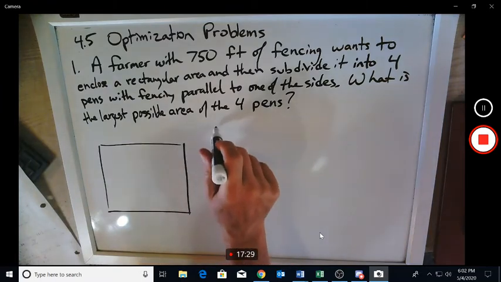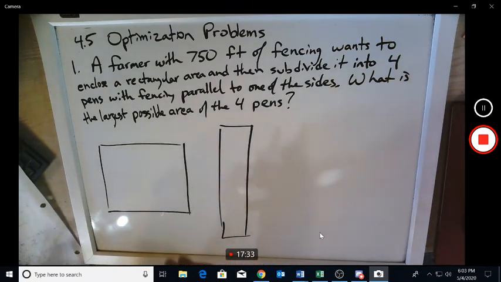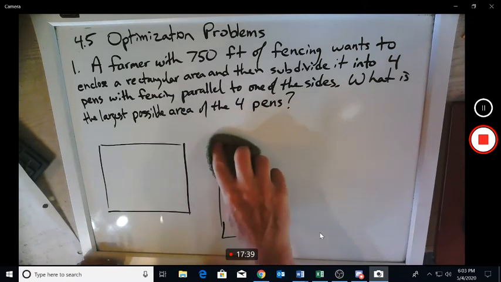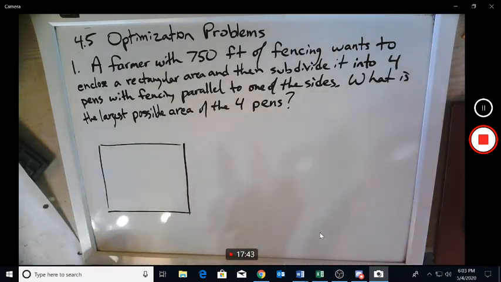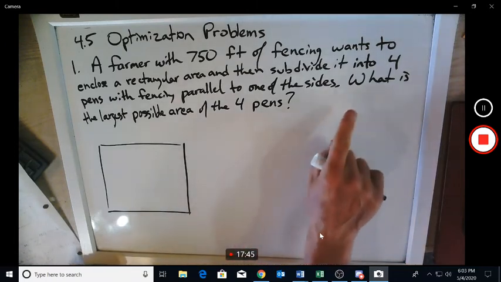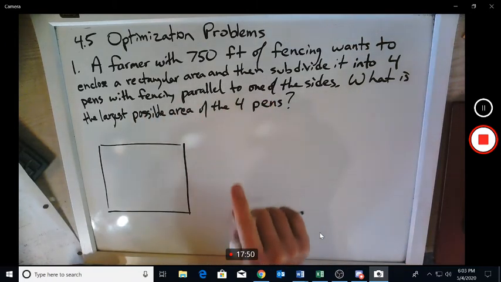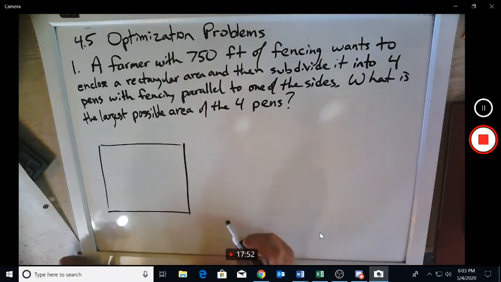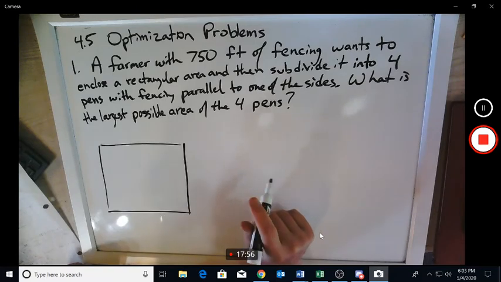If you make a long skinny rectangle, you're not going to get as much area. You get the maximum area from a square for your 750 feet of fence. Now, when we subdivide into 4 pens with fencing parallel to one of the sides, I'll show you 2 possible ways to do it.